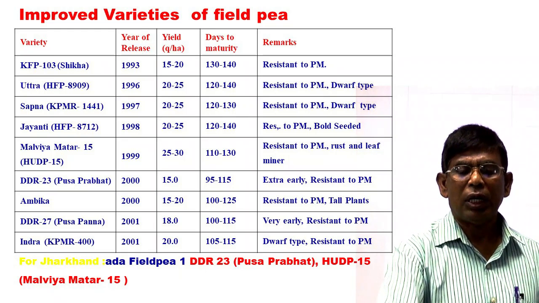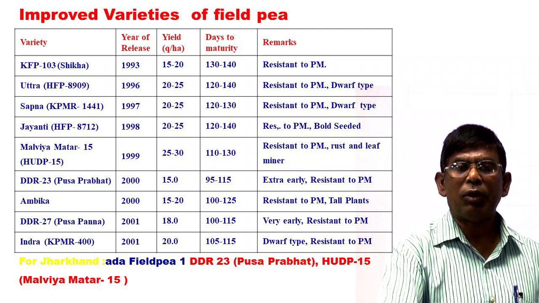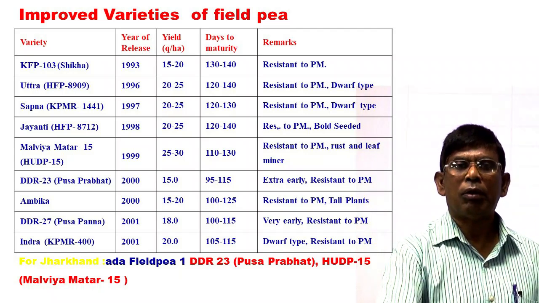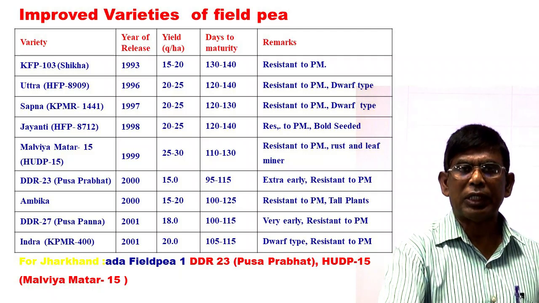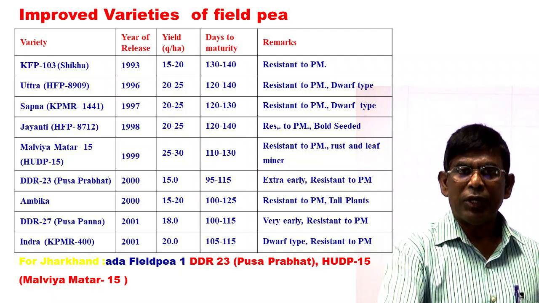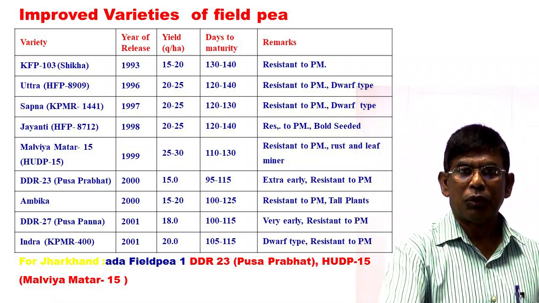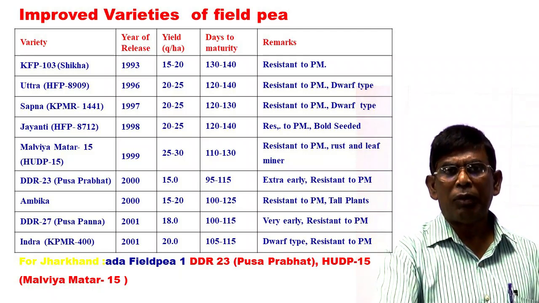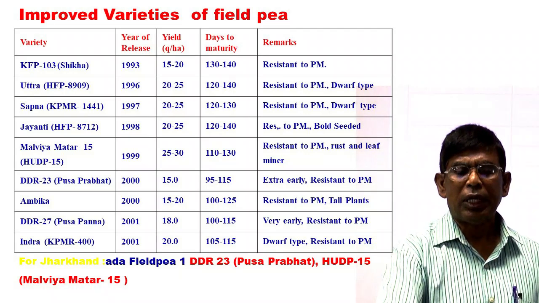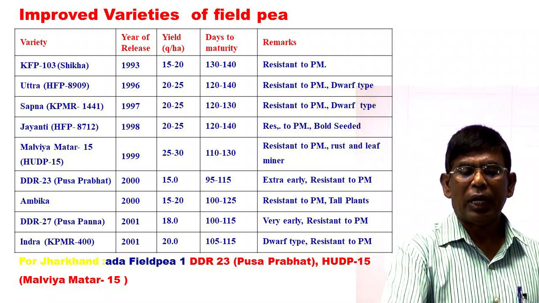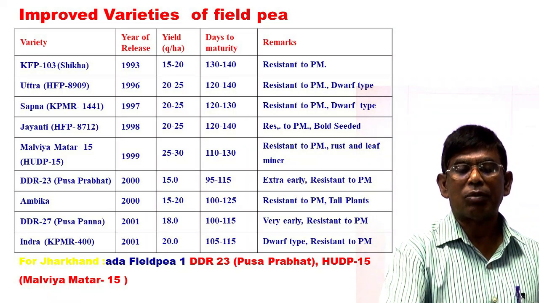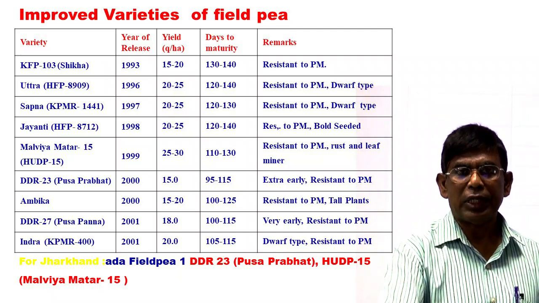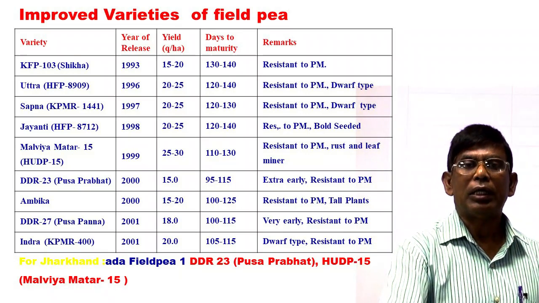For Jharkhand, nowadays Dantiwada Phulpi is performing very well. If you follow the package of practices, then you can harvest up to 30 quintal per hectare from this variety. Among the old varieties, there is also DDR 23, that is known as Pusa Prabhat, and HUDP 15, that is Malviya Motor 15. Farmers are also preferring these, and they still exist.